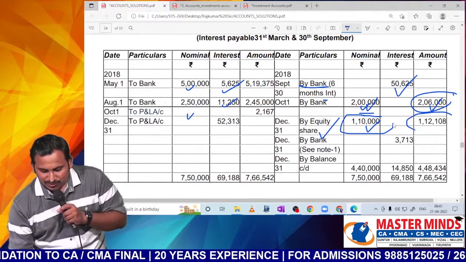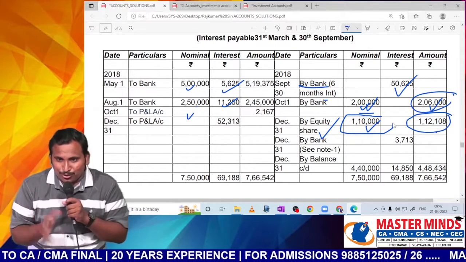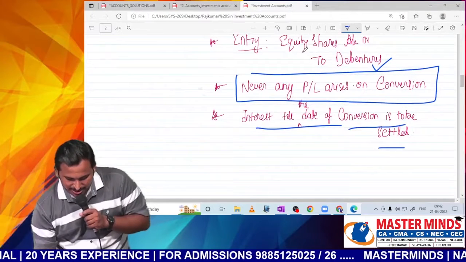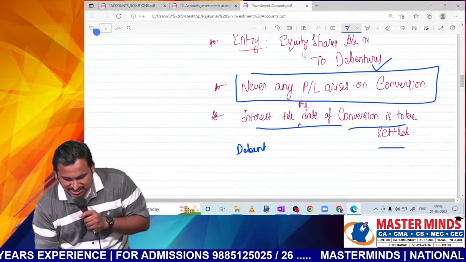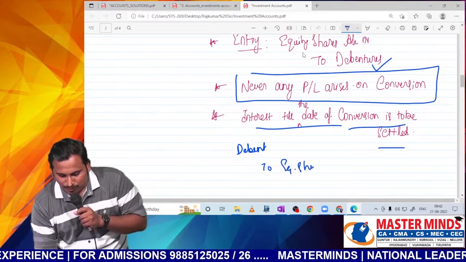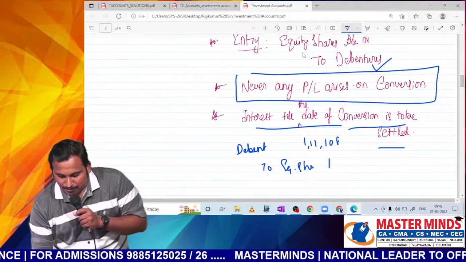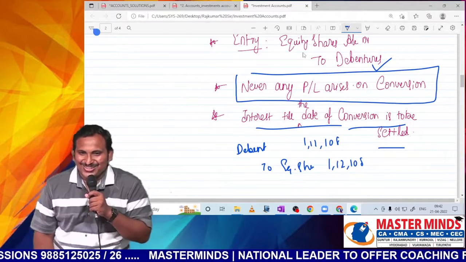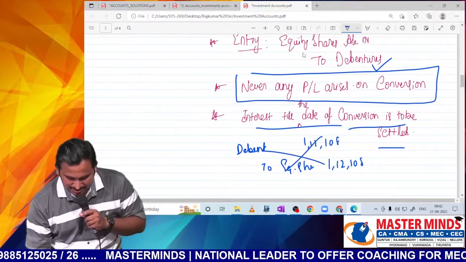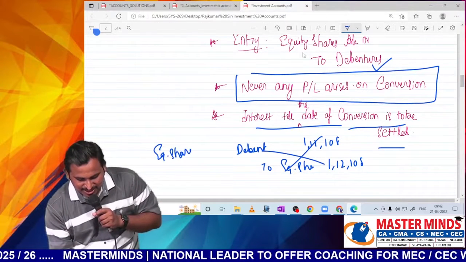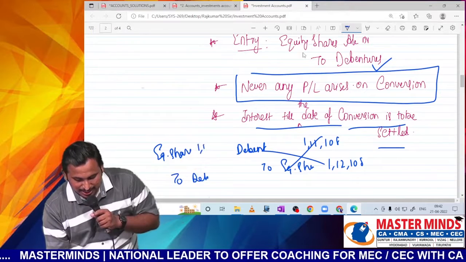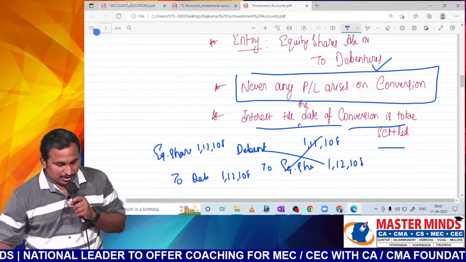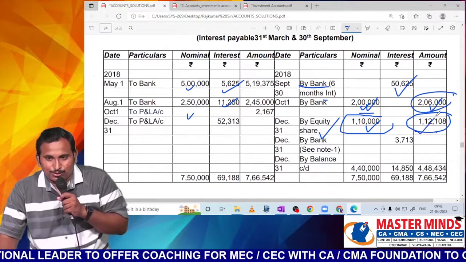And what is the amount we write here? Cost only, because I have just said no profit or loss. Entry will be written for what value, sir? Debentures account to equity shares, same amount, sir. 1,12,108. No profit or loss. Previously, what you used to write? You used to write to equity shares 1 lakh, and maybe difference to the end. Sorry, reverse, sir. Equity shares you are receiving. Equity shares to debentures. How much, sir? 1,12,108. So this is the point. So in our solution, we'll write by equity shares 1,12,108.